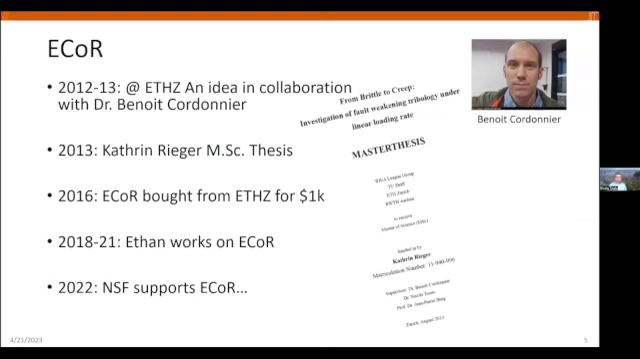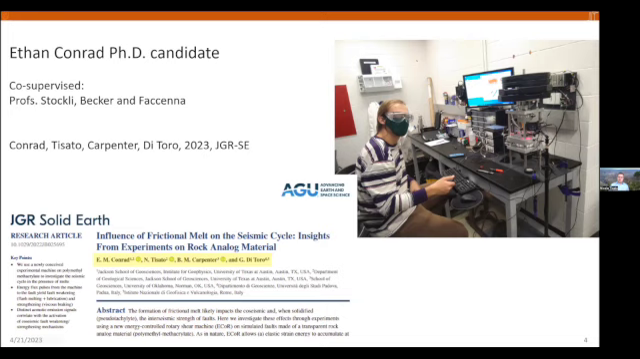The idea is to use this apparatus, which is called ECoR. ECoR stands for Energy-Controlled Rotary shear. And the idea is to study friction and the behavior of faults by using a rotary shear machine, which is slightly different than all the other designs that we have seen so far.